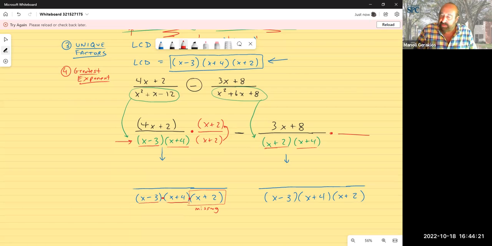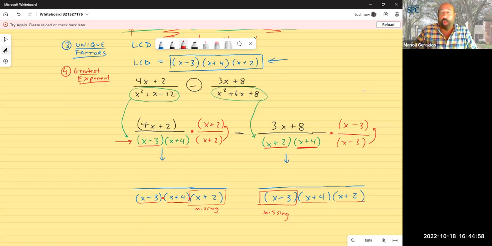So let's identify. X plus 2 is already in this denominator. Look, x plus 2. That factor is already in the second denominator. X plus 4 is already in the second denominator. Then this is the one that's missing. This is a missing factor. Meaning the original denominator is missing an x minus 3 if I converted it to be the LCD. It needs the x minus 3 to become the LCD, least common denominator. But that's all I'm missing, so we copy up x minus 3.